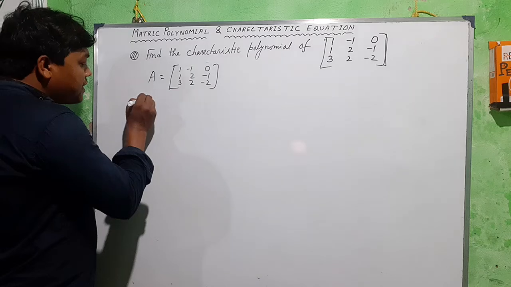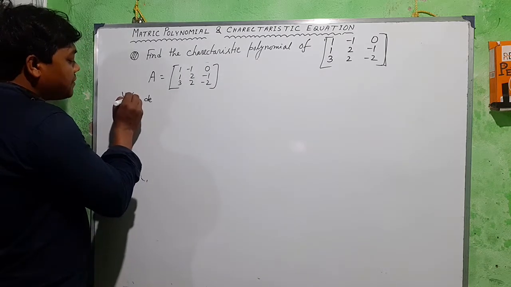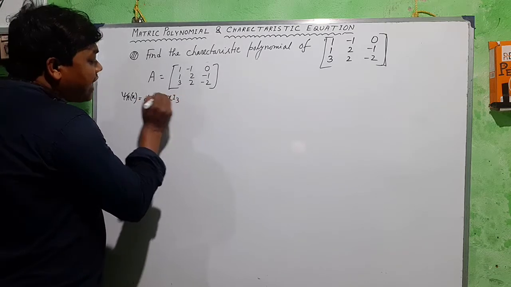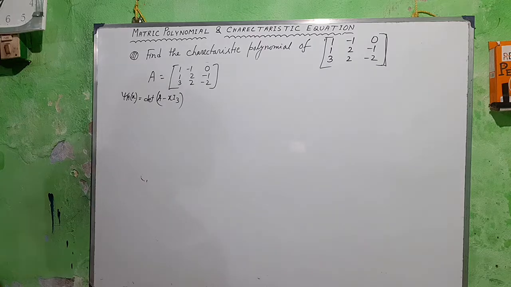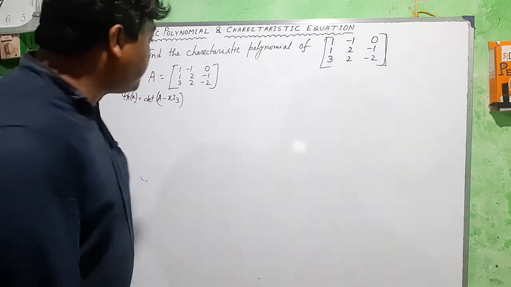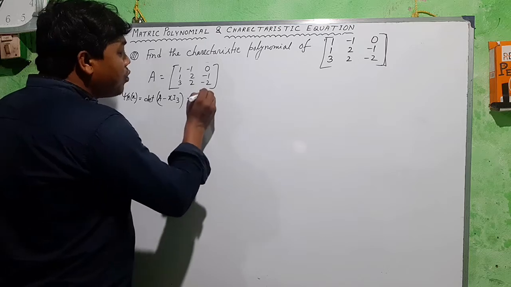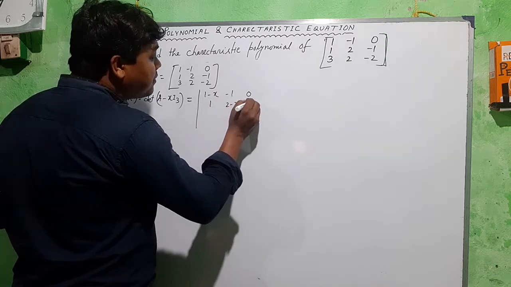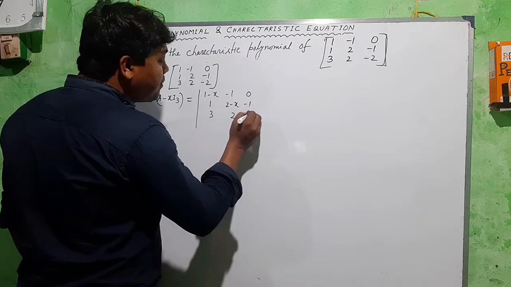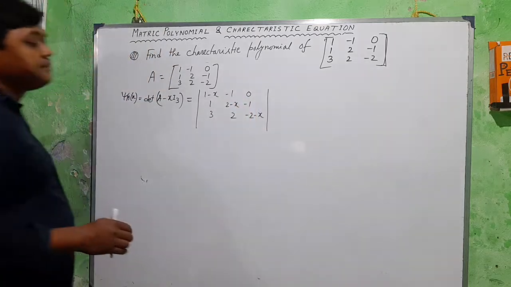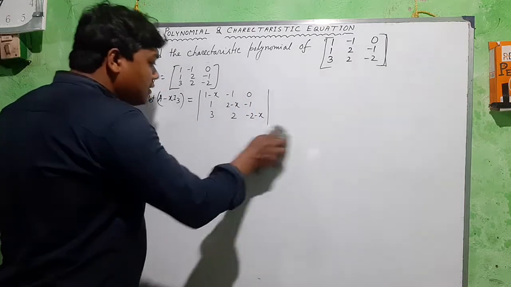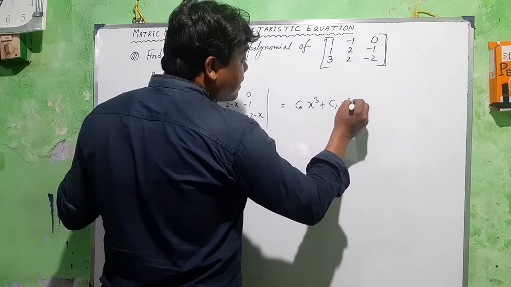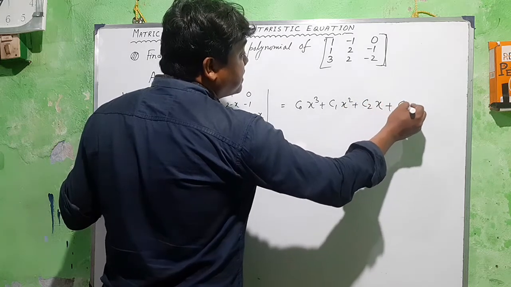Now psi A x equals the determinant of A minus x I3. Why? Because this is a 3 cross 3 matrix, and here we consider the 3 cross 3 identity matrix. So directly we can write 1 minus x, minus 1, 0; 1, 2 minus x, minus 1; 3, 2, minus 2 minus x. So this can be written as c0 x cube plus c1 x square plus c2 x plus c3.